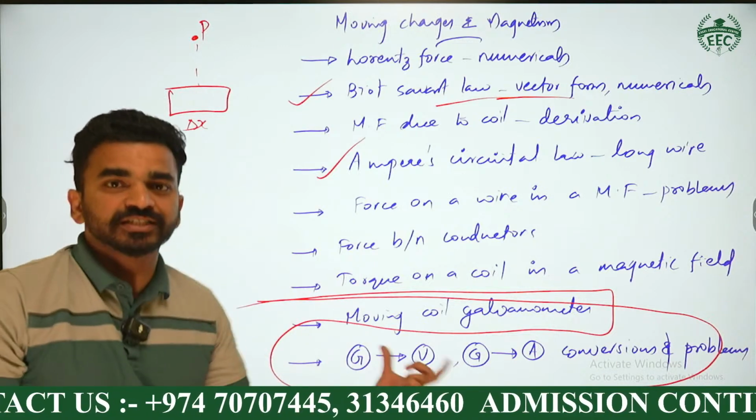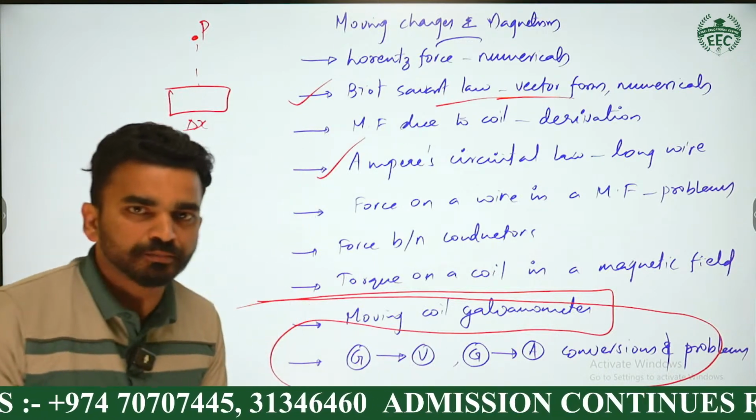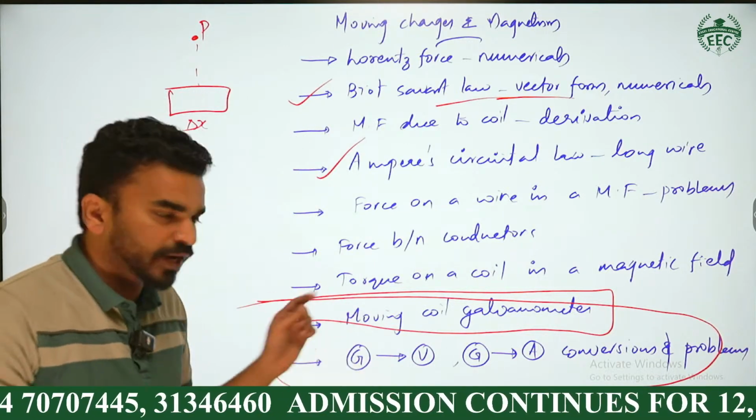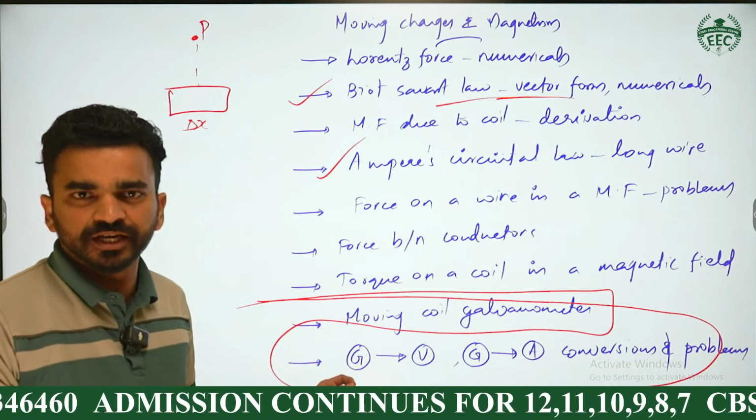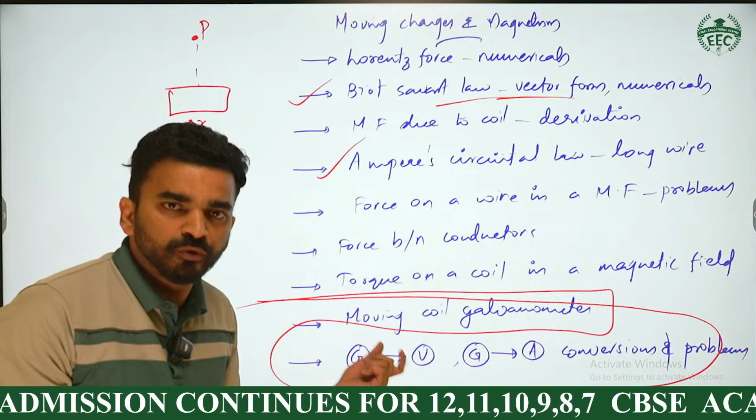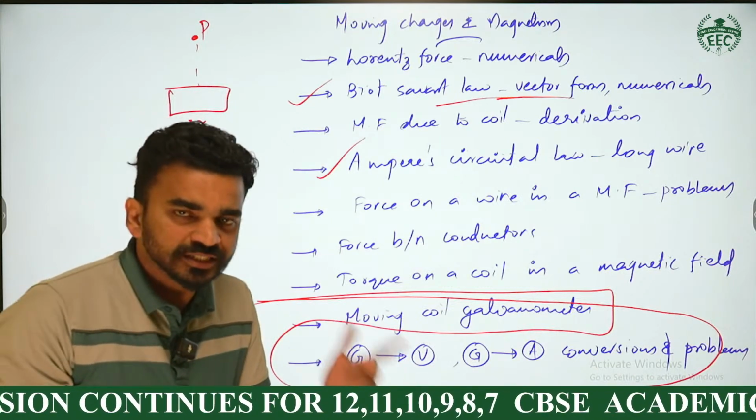This is one of the 5-star categories. A sure short question area, remember this. I am recommending you, the Excel team is recommending you, you must learn this area. You will get nearly 5 marks from this area. Explain the working of moving coil galvanometer. What's the working principle? Circuit diagram.